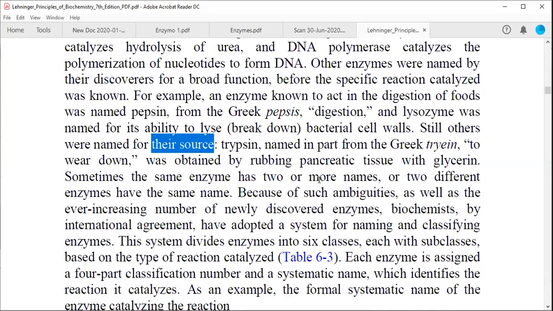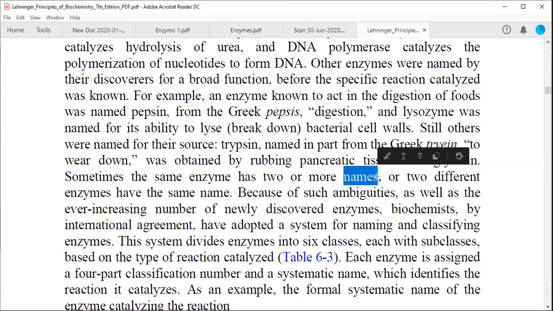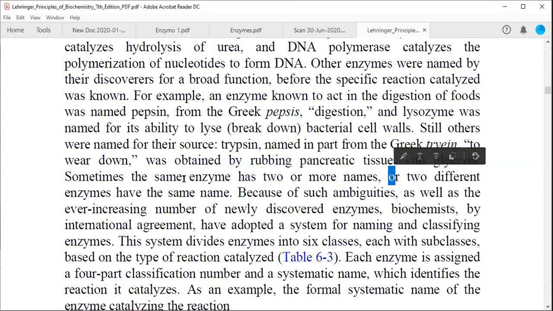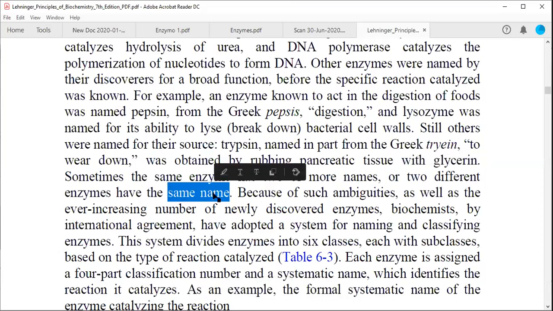Sometimes the same enzyme has two or more names also, because in different parts of the world the enzymes were discovered and the scientists gave them names either conventionally based on their source, based on their function, and so on. So it is also possible that the same enzyme may have two or more names. Or it is also possible that two enzymes have the same name. Two different scientists in two different parts of the world discovered two different enzymes and gave them the same name. It can also happen.